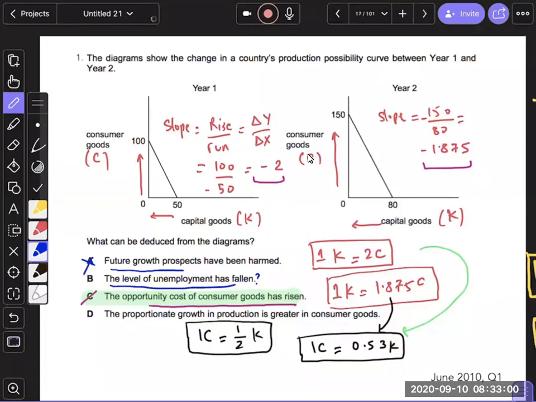Yes, Amal, why is B wrong? Because this is a linear graph. No. The reason why B is wrong is because you are not on the curve. If unemployment goes up, then you go under the curve.